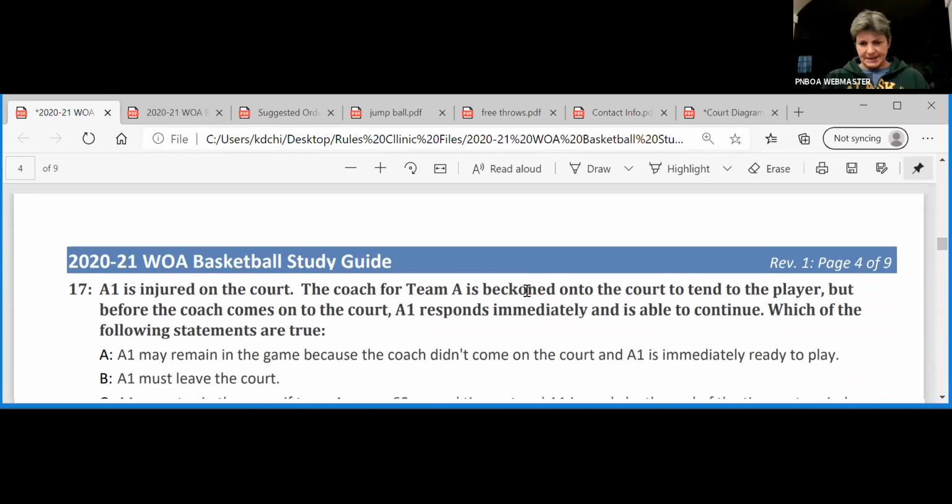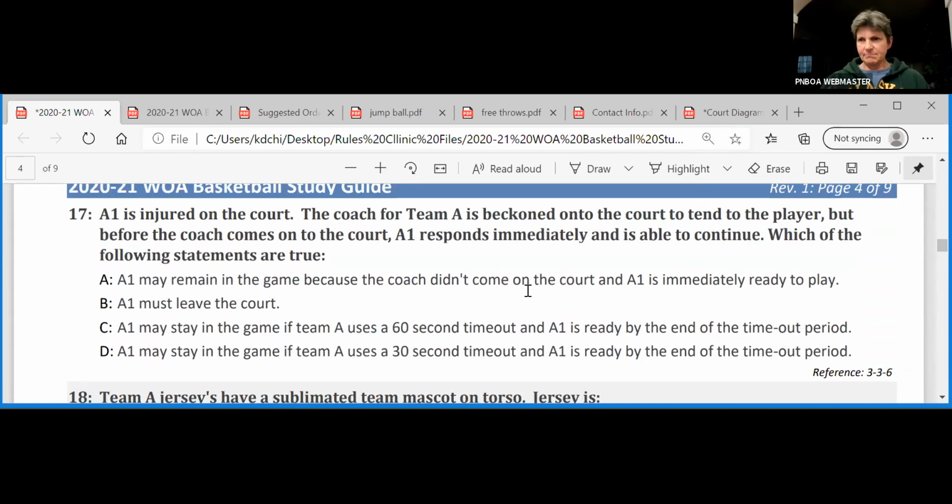Okay, Byron, you're up. Quick question first. What if you miss that call? If you miss it and he plays, nothing. Is it correctable if you stop the clock and send it back? Nope. It doesn't fall under a correctable error. Once the ball becomes live, there's nothing you can do.